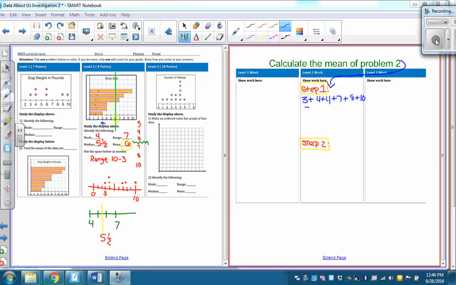So you heard her say 3 plus 8. That came from both 4s. Plus 7, plus 8, plus 10. You could do some mental math. 3 plus 8 is 11, plus 7 more, 18, plus 8 more, 26, plus 10 more, 36. So we have the total.